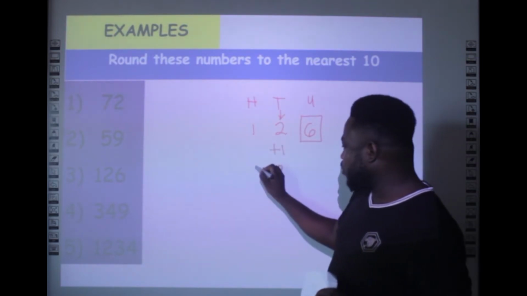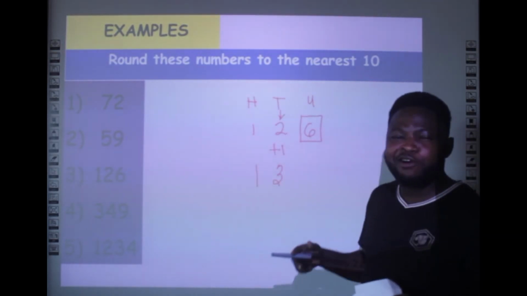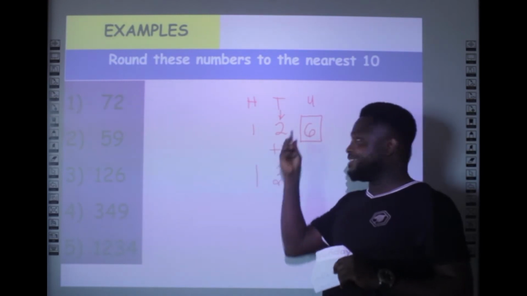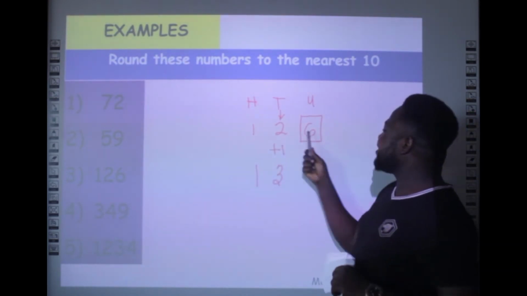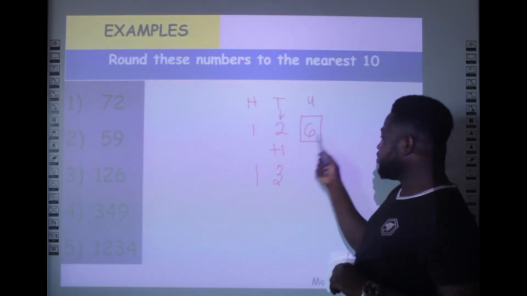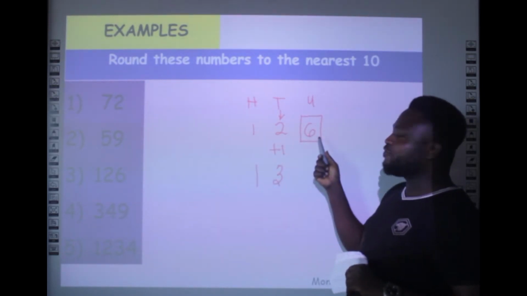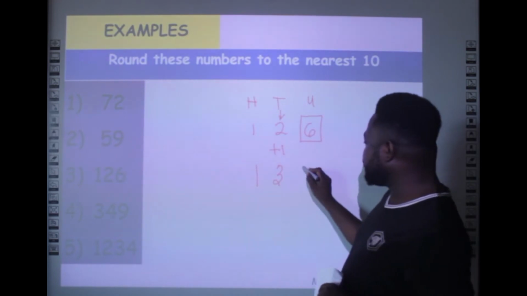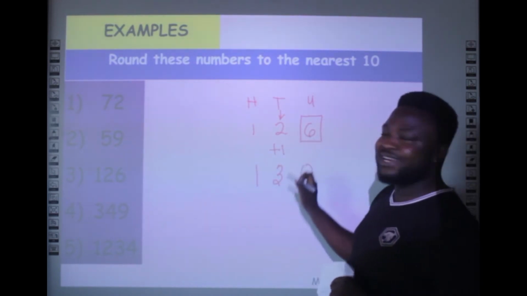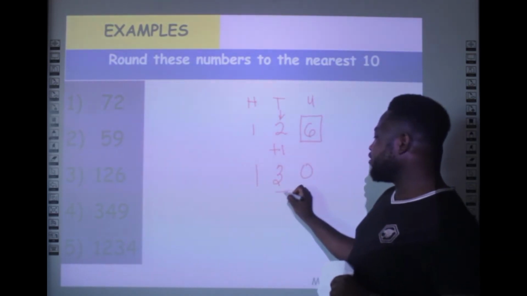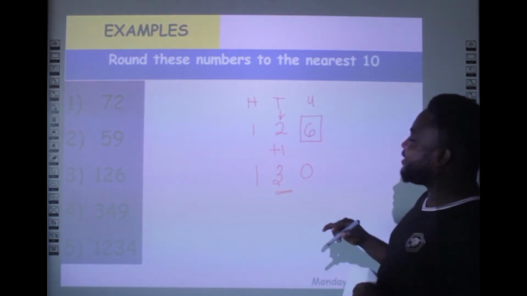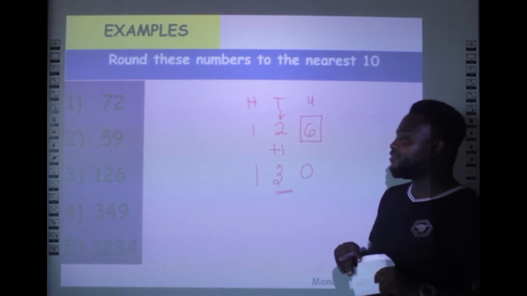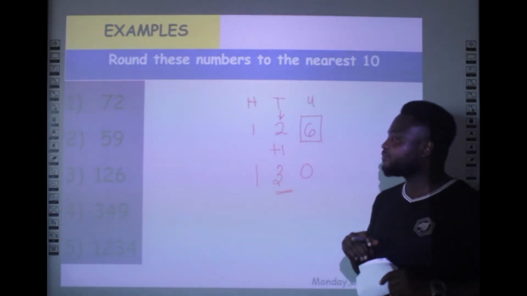You drop down 1. And remember, all digits to the right of the target digits will now turn to what? 0. If you have 2 digits after these, the 2 digits will turn to 0, 0. Because we have just only 1 digit, this one will turn to 0. That means our final answer will give us 130. If you round off 126 to the nearest 10, our answer is going to give us 130.